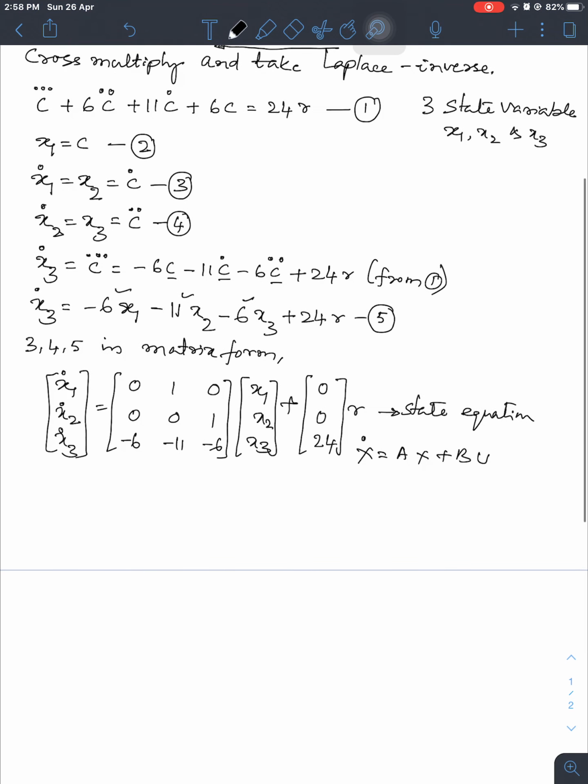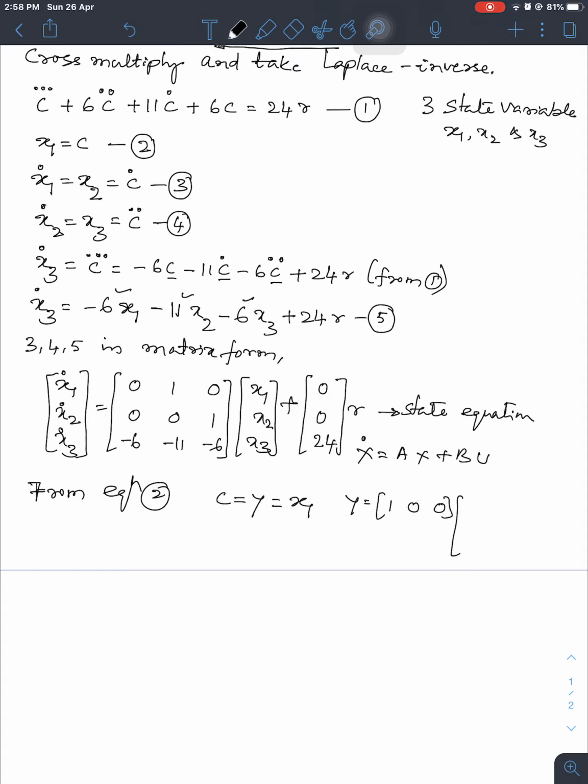Now what is the output equation? Look at equation 2. It is giving me the output equation directly. Output equation from equation 2, what can we say about C? C is nothing but the output. That is equal to x1. In the matrix form, we can write this as 1, 0, 0 multiplied with the state vector x1, x2, x3. This is my another equation. We will call it equation 7. What is this equation 7 called? It's the output equation. Alright.